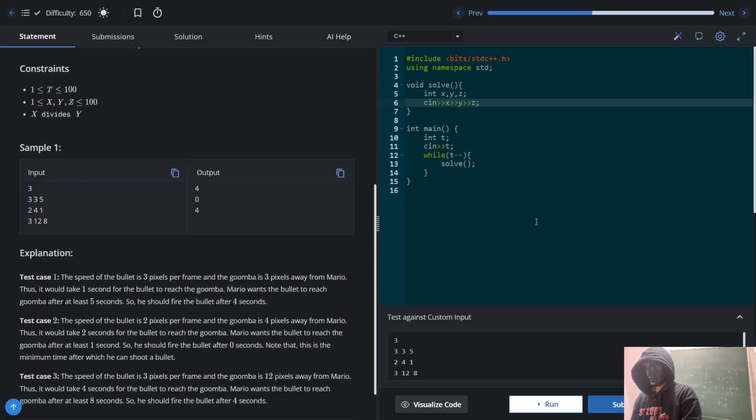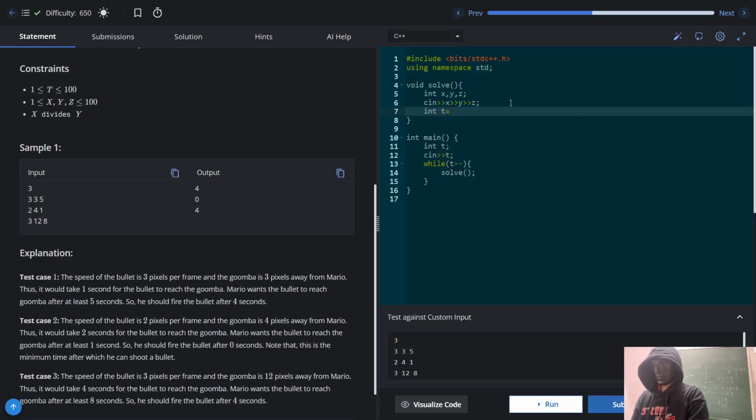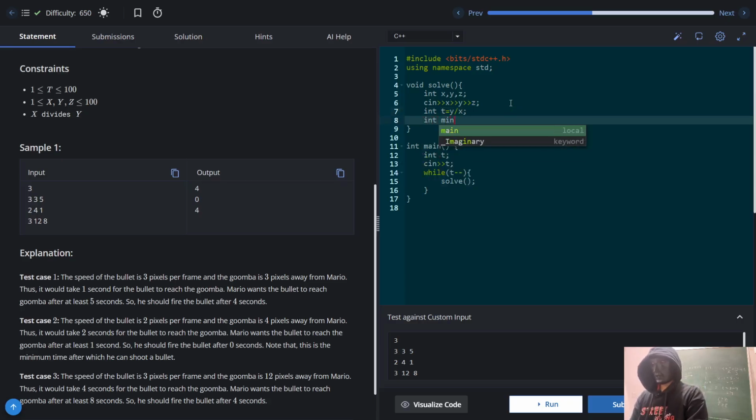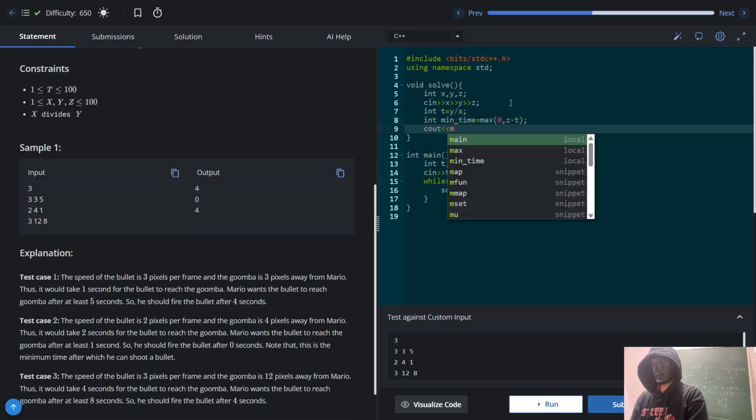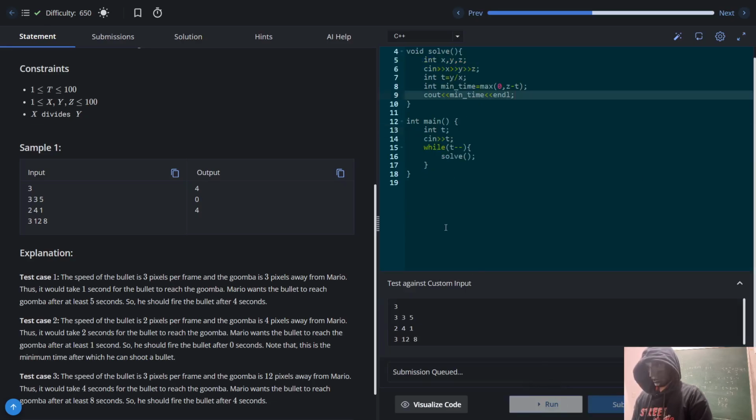Let's try to code it up. So we have x, y, z, and we have to find time t, which is given by y by x as I showed on the board, and the minimum time you will have to wait is given by the maximum of 0 comma z minus t, right? And you have to print this minimum time. Let's try to run the code.